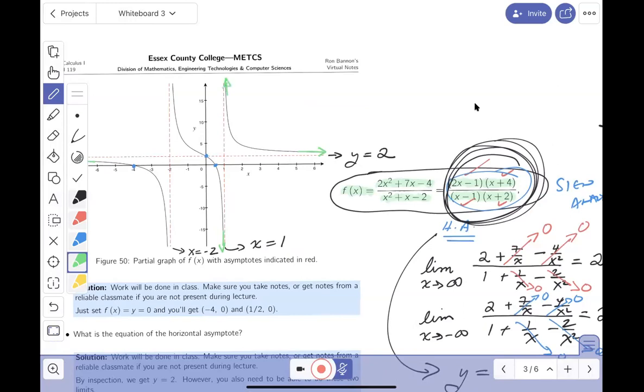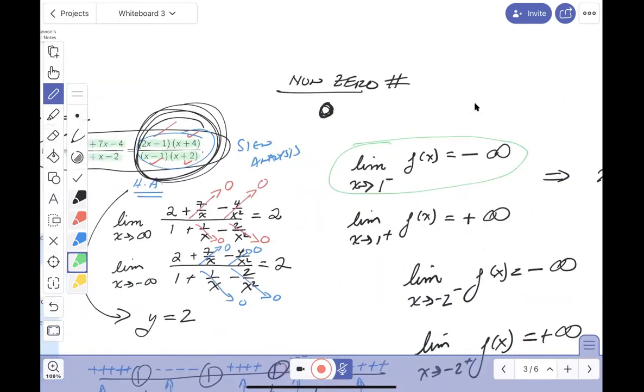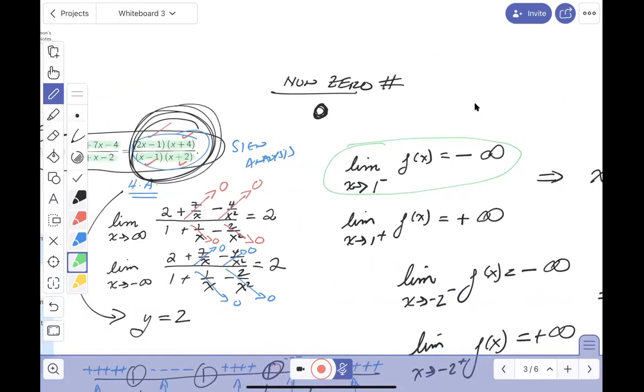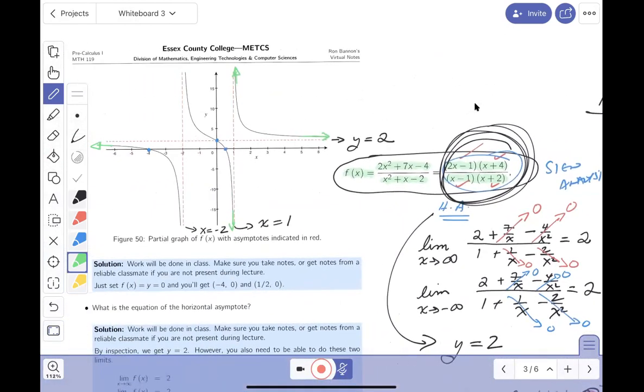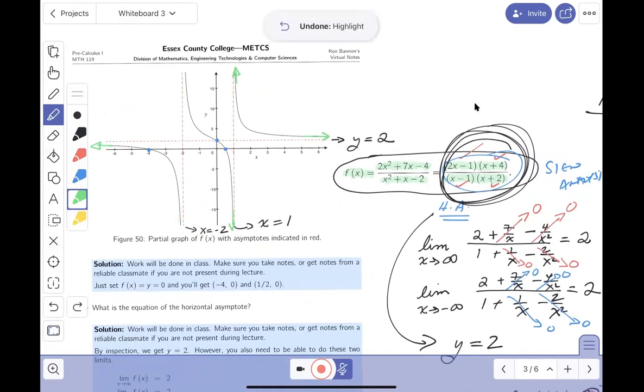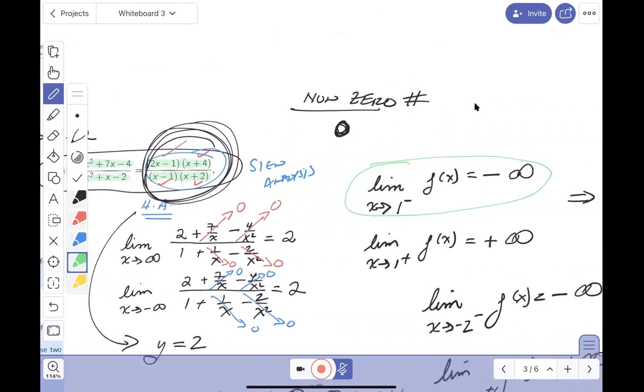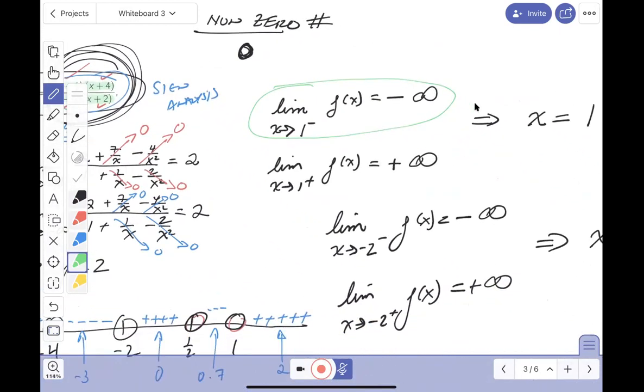I want to go to the -2 though. And -2 from the left is -infinity. -2 from the left, that's the left, right? -infinity. Put that down for you. Oh boy, I did it again. -2 from the right, +infinity.